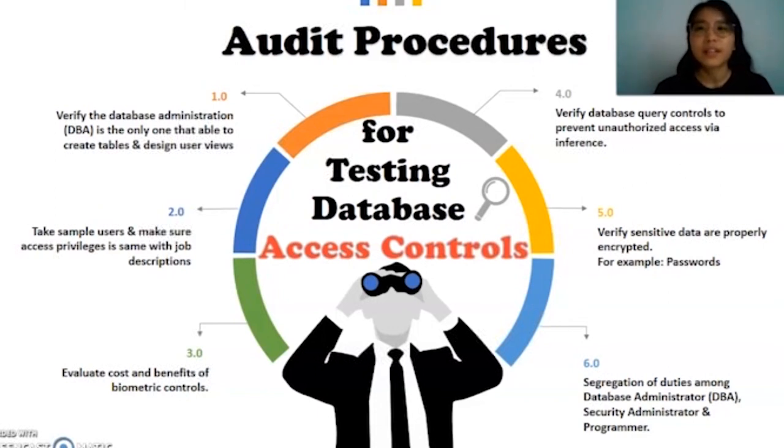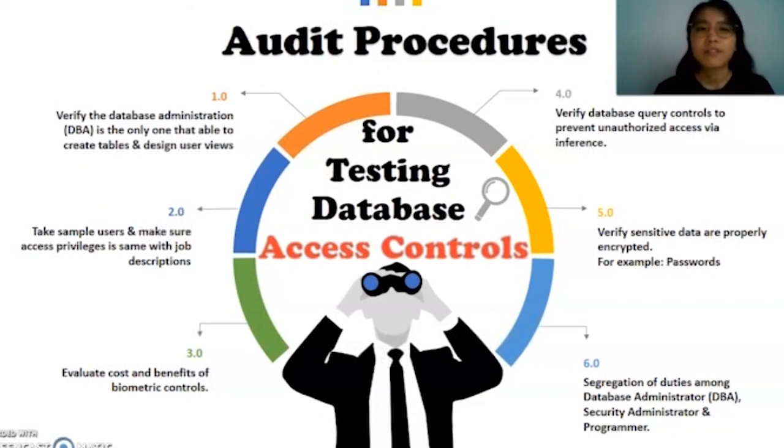First, the auditor can verify whether the database administrator is the only one able to create tables and design user views. Next, the auditor can take a sample user and match with the job descriptions. If the user and the job description are the same, it means the company has good access control. Next, the auditor can evaluate the cost and benefits of the biometric controls. Next, the auditor can verify the database query control to see whether any unauthorized user accesses the system. If there is no unauthorized user, it means the company has good access control.